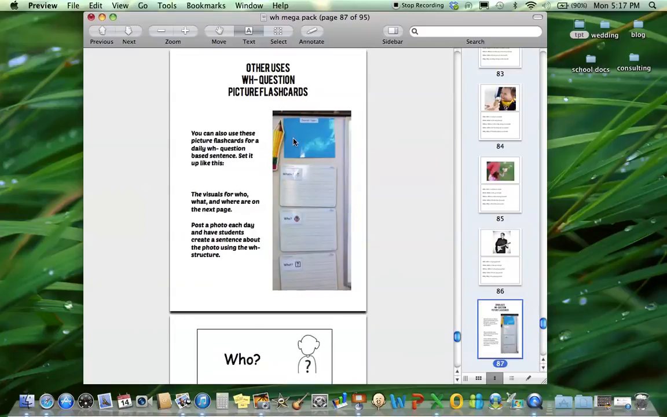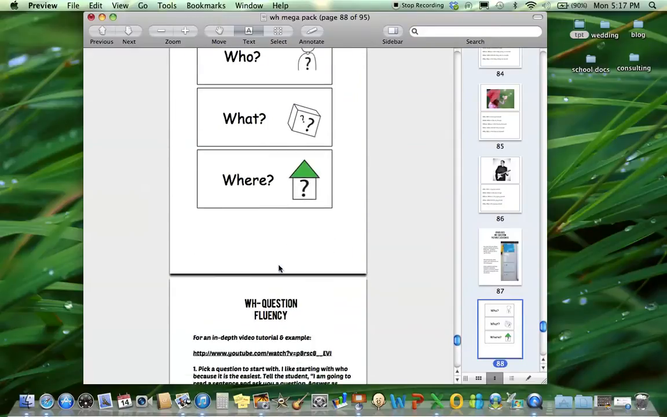This is another idea to use the pictures for, creating a who, what, and where sentence strip. And here are the visuals for that as well, so there are some instructions on that.